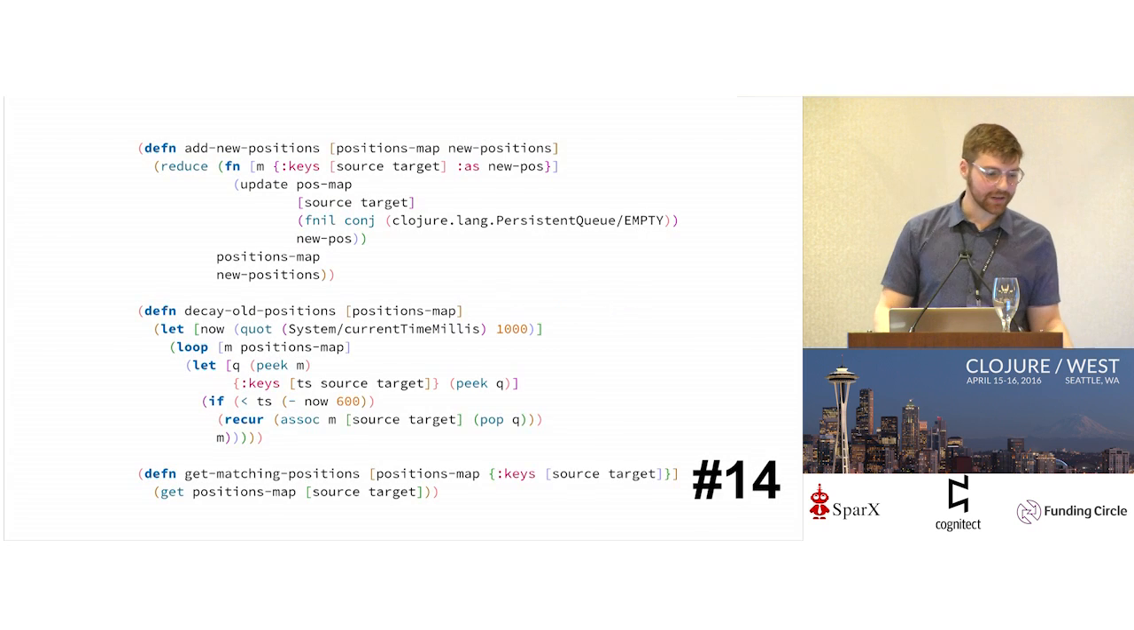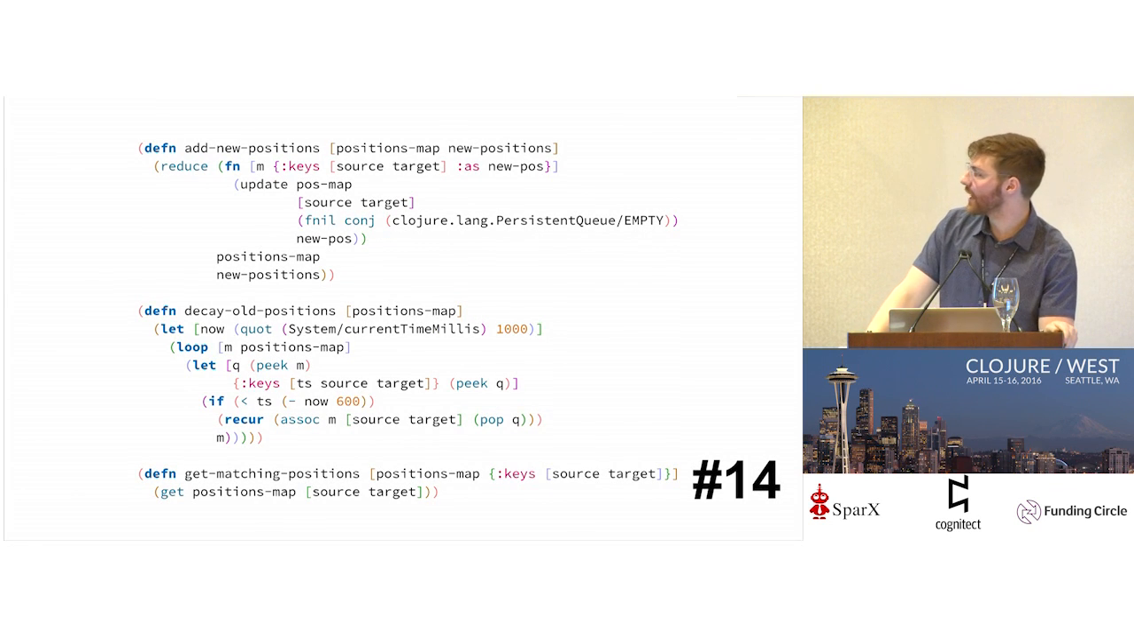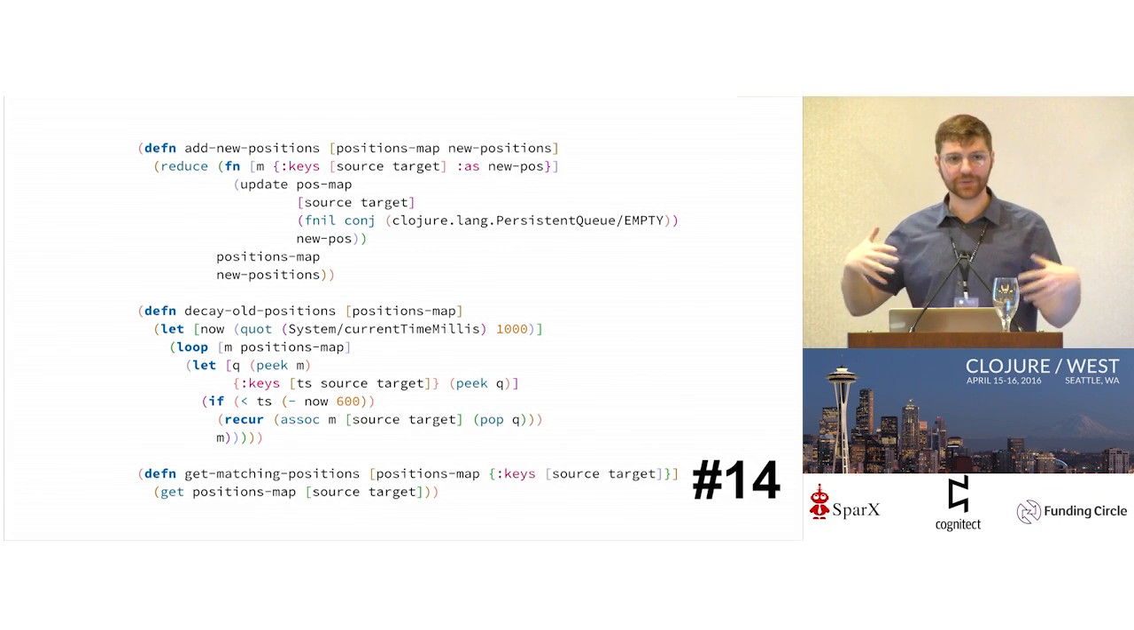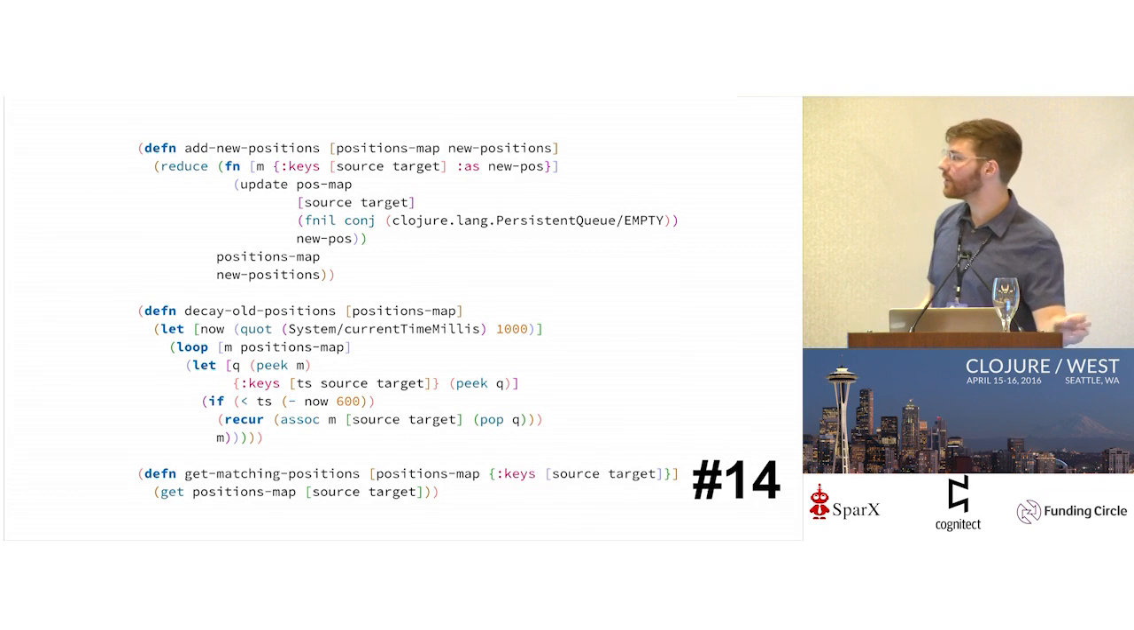So what do our new functions look like? Adding a new position, or adding new positions, it's just going to be a pretty simple reduce with an update onto the positions. And the only weird thing is that whenever there's nothing there, we're going to have to create a new empty queue.